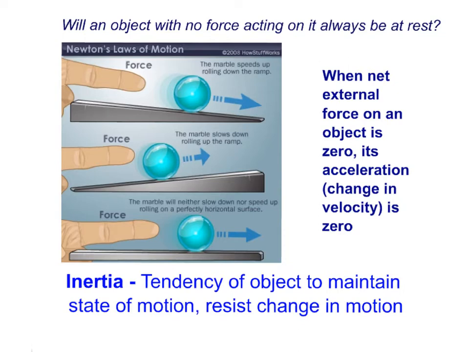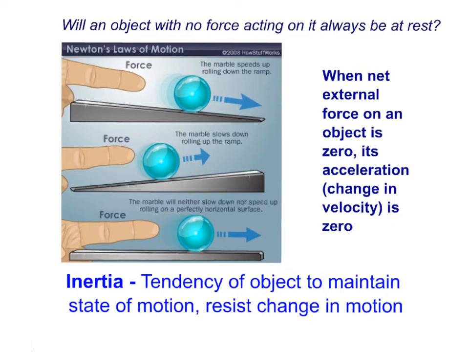So if Newton's first law is true, if objects tend to resist change in motion, will an object with no force acting on it always be at rest? Well, that's not necessarily true. If the object was already in motion, it will continue to remain in motion unless an external force acts on it. This is just an interesting idea when we think about this. Why then, here we have the marble speeding up down the ramp, and when it's going up the ramp, it's slowing down. Why does that happen if what we're saying is true?